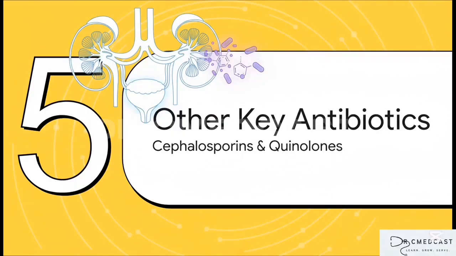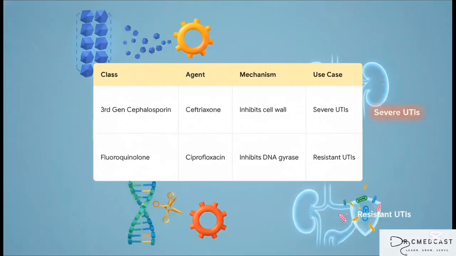So what happens when we're dealing with more severe or resistant UTIs? Well, that's when we have to escalate our therapy to other powerful classes, specifically the third-generation cephalosporins and the fluoroquinolones. Let's quickly compare these two classes. Third-generation cephalosporins, with ceftriaxone as our example, work by inhibiting bacterial cell wall synthesis. These are our go-to drugs for severe, complicated UTIs like pyelonephritis.